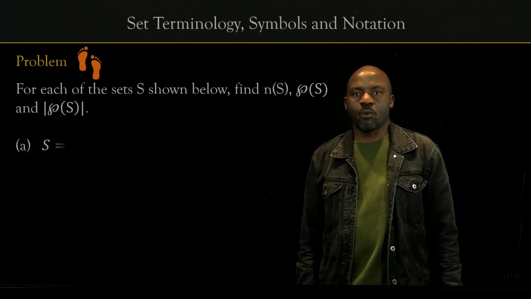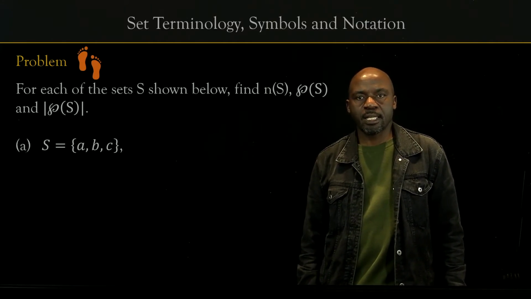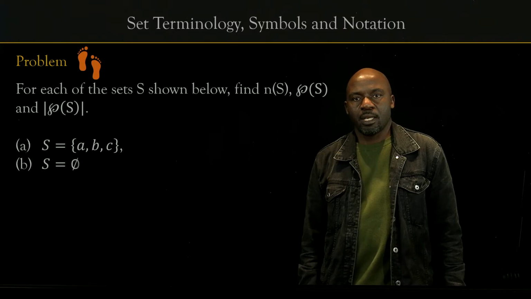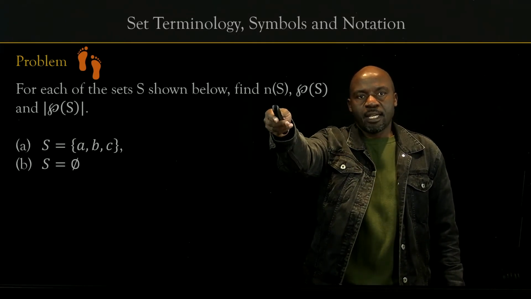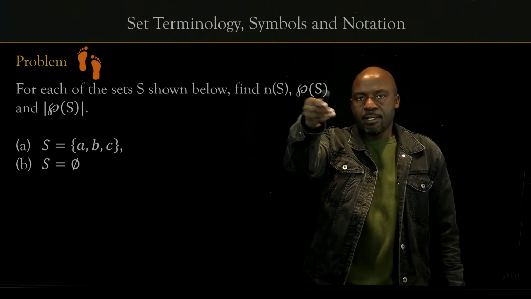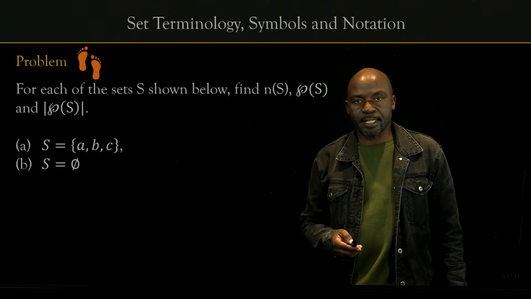Okay, so one of the questions is S, which contains A, B, and C. Part B is the null set. How many elements are there? What's the power of the set? And how many subsets are in the set S?